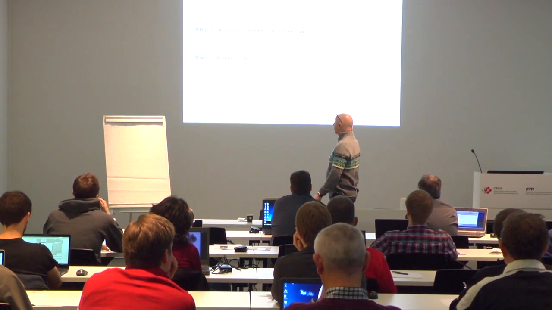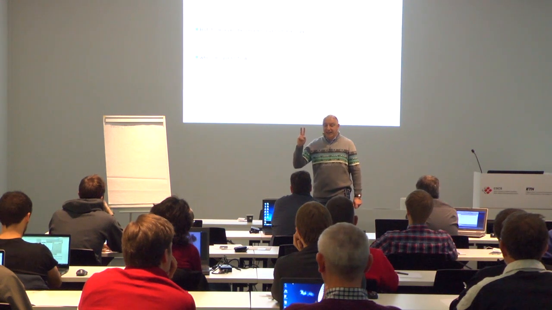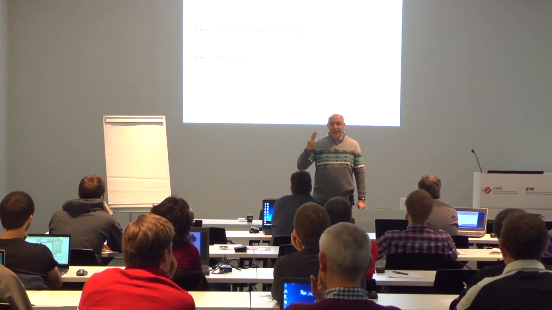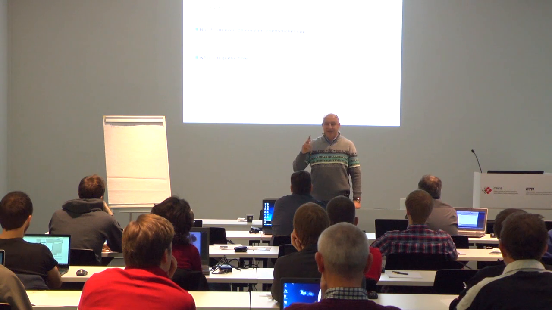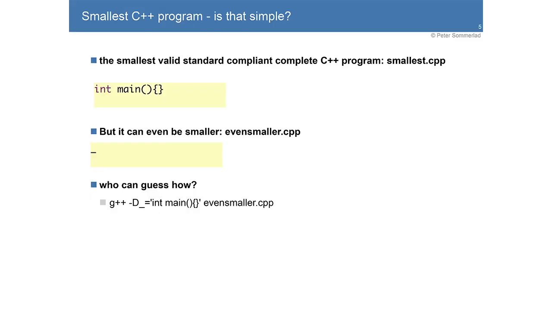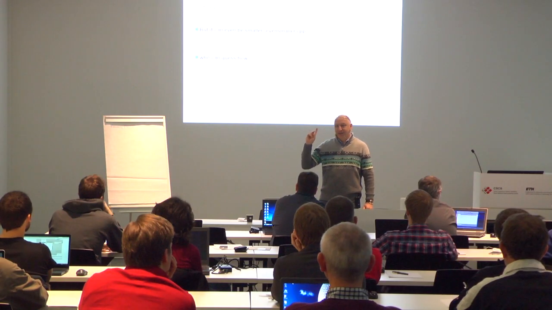But to show you that smaller is not always simpler, you can even make a simpler valid C++ program consisting of 2 characters, an underline and a new line, and it's valid C++ and it compiles and runs. Who knows how to do that? That's to show off. That's not simple code, that's obfuscated.